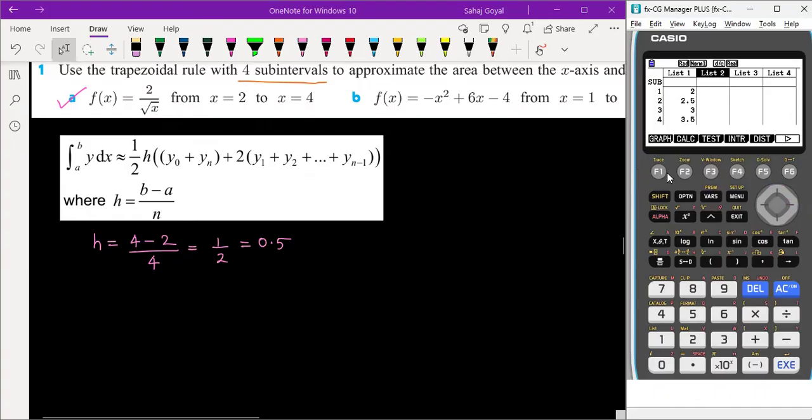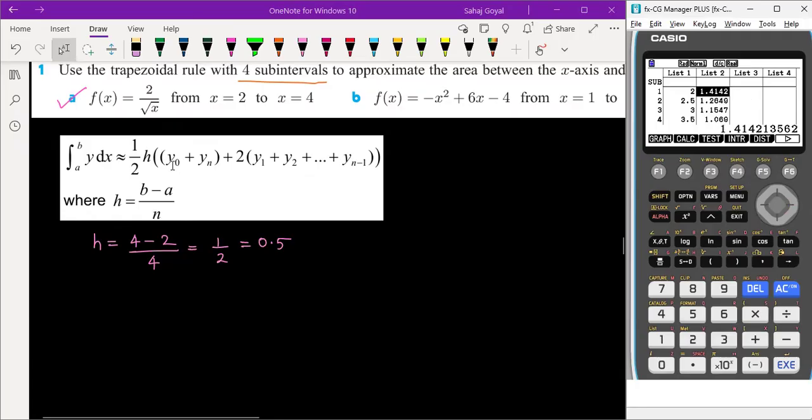I will put 2 divided by square root of, instead of the variable, I will choose this list, so I put shift list 1. I think you need to put this in brackets. I have not tried without the parentheses; you can try that as well, but I'm doing it just in case to avoid any error. Okay, so now these are the values. This is my y0, y1, and so on.